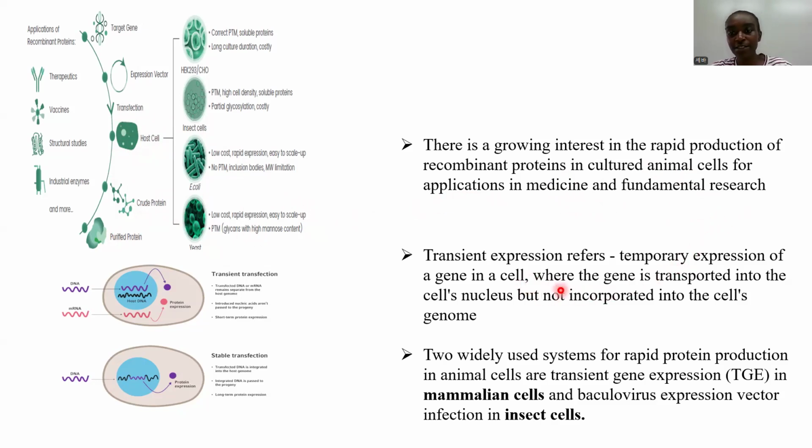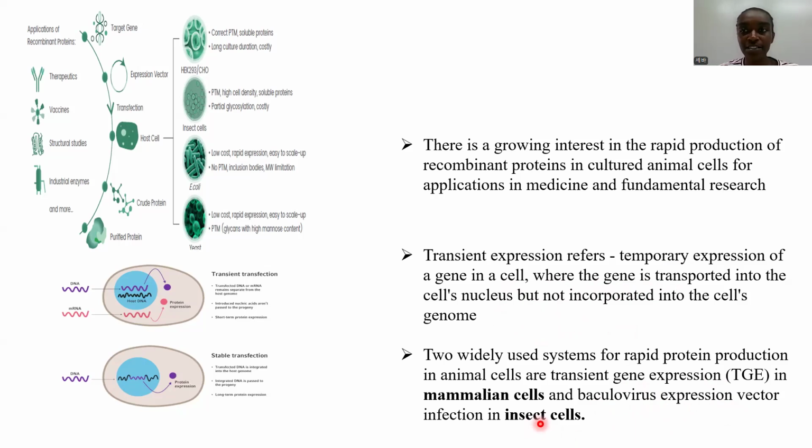So transient gene expression differs greatly from stable transfection because you're only expressing the gene temporarily in a cell, and hence the genome is not changed, but the gene is expressed for a brief time through the transportation of the gene into the cell nucleus with no incorporation into the cell genome. Currently, the two most widely used systems in recombinant protein production involve mammalian cell lines or insect cell lines, whereby transient gene expression is done in mammalian cells, and the baculovirus expression vector is used for infection in production of recombinant protein in insect cells.